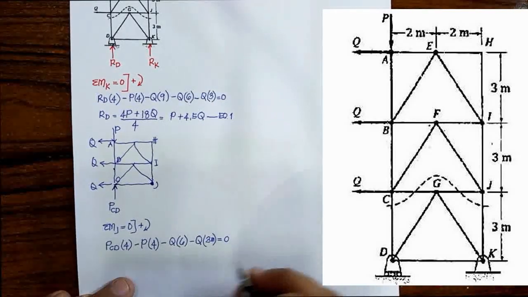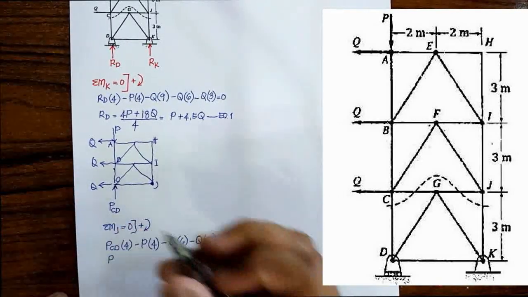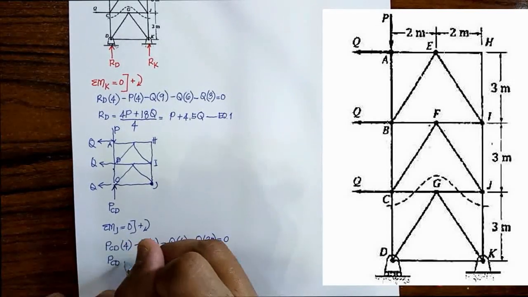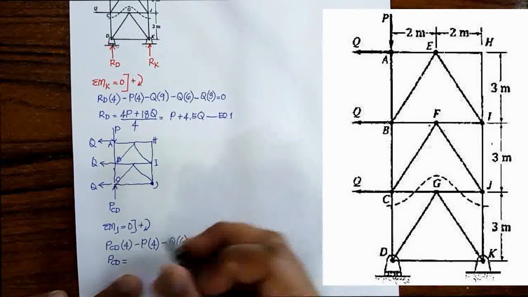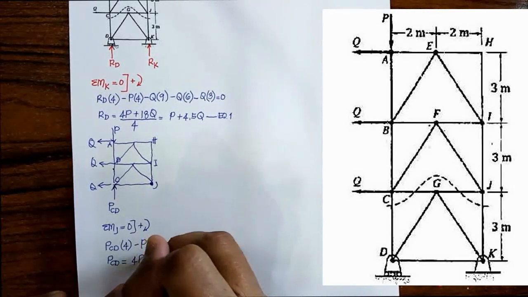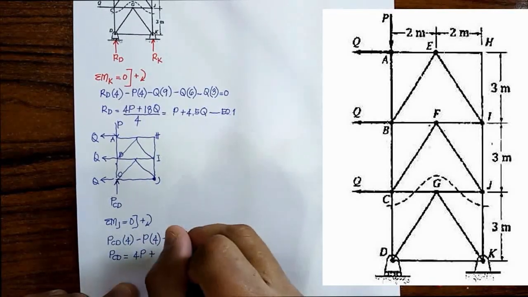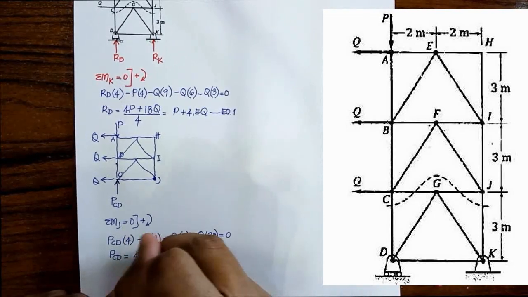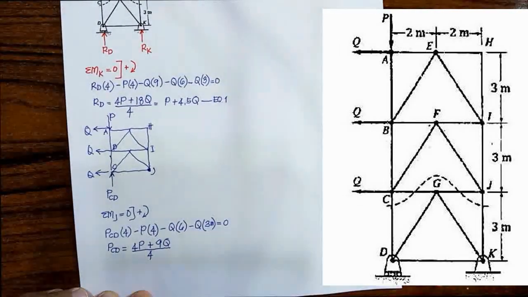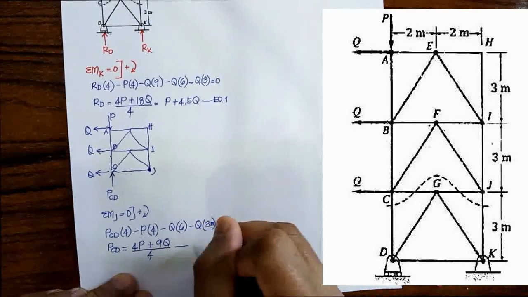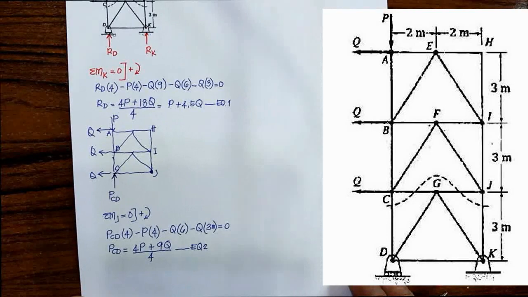Next, we have to simplify this. So P sub CD is equal to, transpose this P to the right, we have 4P plus 9Q divided by 4. So this is equation 2.